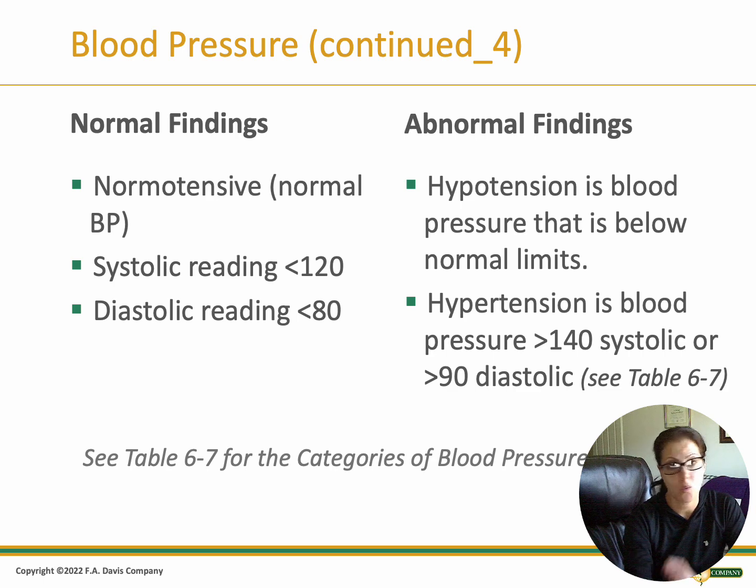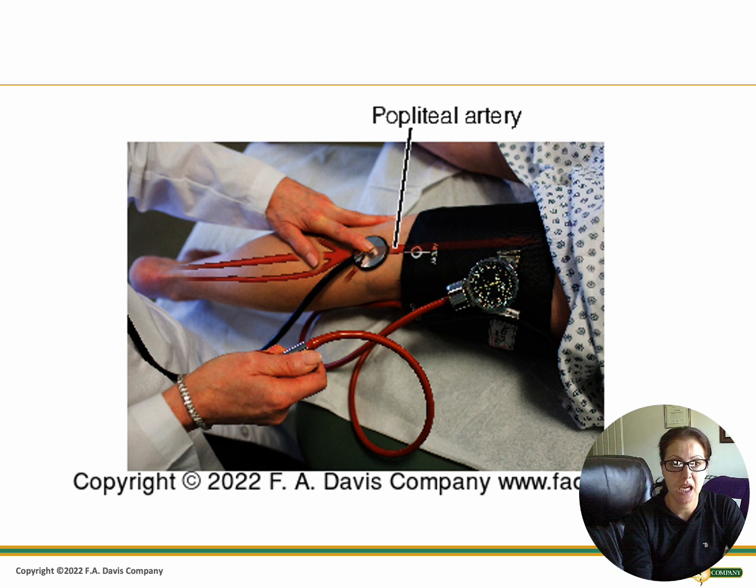Normal findings, what we consider normotensive, is anything less than 120 for systolic, and for diastolic, anything less than 80. When collecting the pressure on the thigh, it's not going to be any different. You're only assessing using the popliteal artery that's right behind the knee. You're performing the same exact steps: checking their pulse first, then applying the blood pressure cuff again, adding 30 to where it stopped, and then recollecting.